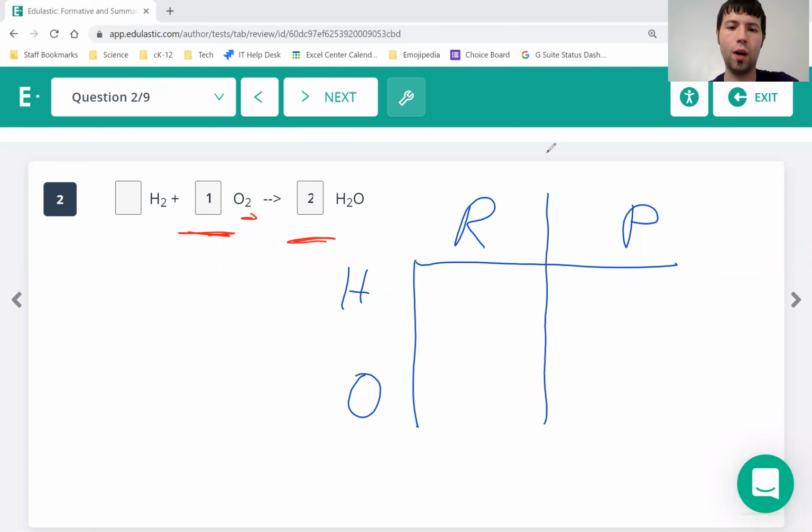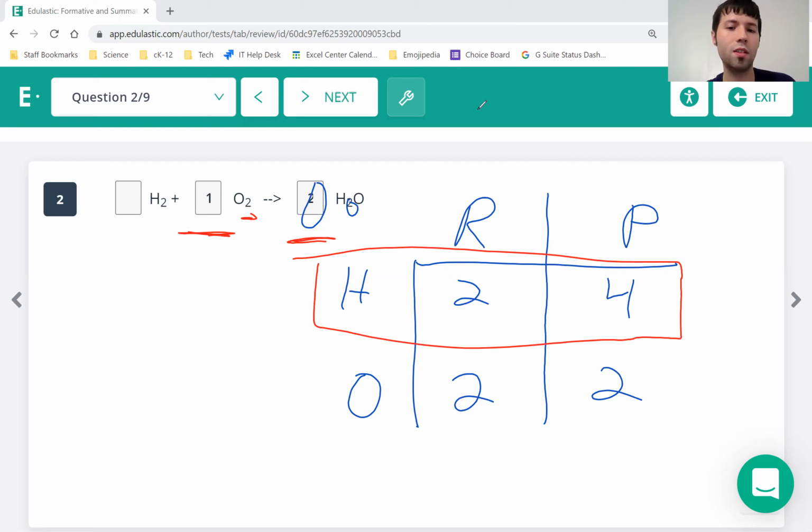Now I have 2 hydrogens on the left side, and over here, in order to find out how many hydrogens I have, because I have this coefficient and the subscript, I have to multiply the subscript times the coefficient because I have 2H2, which means I have 2 hydrogen molecules with 2 atoms each. So I have to multiply those 2. I have 4 hydrogens on the right side. I have 2 oxygens on the left and 2 oxygens on the right. So now I can see that, because I had to modify that oxygen, now my hydrogens are unbalanced.